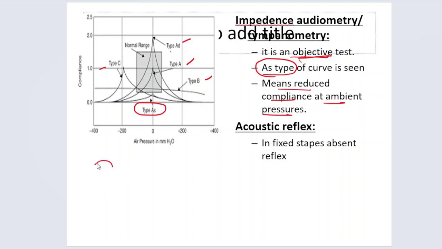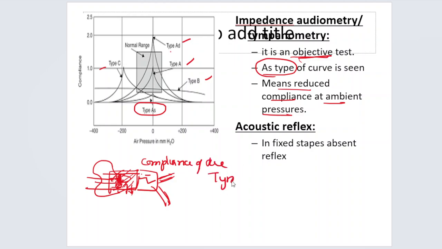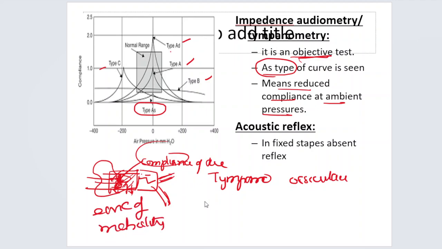So for impedance audiometry, if you can remember, you have the external auditory canal, the tympanic membrane, the middle ear, the eustachian tube, and the cochlear nerve, the eighth nerve. And in the middle, there are the malleus, incus, and stapes. You put an impedance audiometry probe, which sends sound pulses, and a second one records those sound pulses coming back. There is also a channel which increases or decreases the pressure of the external auditory canal, so that you will see the compliance of the tympano-ossicular system. What is compliance? Compliance is the ease of mobility of the tympano-ossicular system. So it is having high compliance, normal compliance, or low compliance.